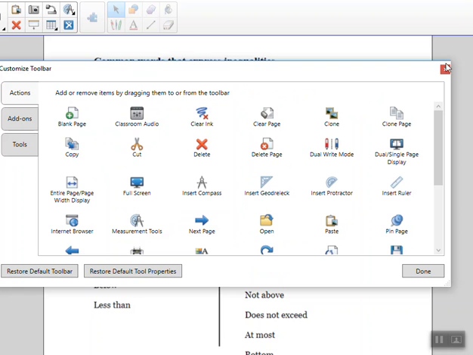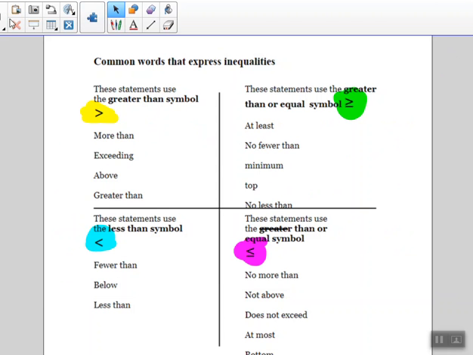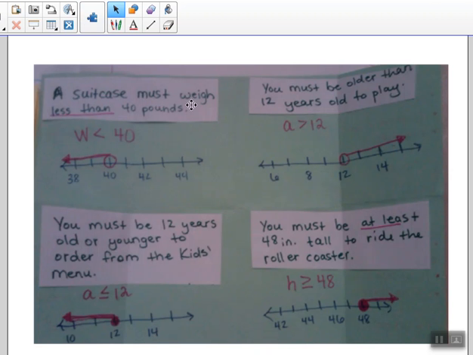Now, if I go back to that last slide, I kind of skipped it, but here's some examples. I mean, a suitcase must weigh less than 40 pounds. Like we can do some math with that. We understand its weight needs to be less than 40. You must be older than 12 years old to play something. Well, that means that you can be 13 or 14 or 15, but older than 12. That means 12-year-olds wouldn't play that particular game or sport.